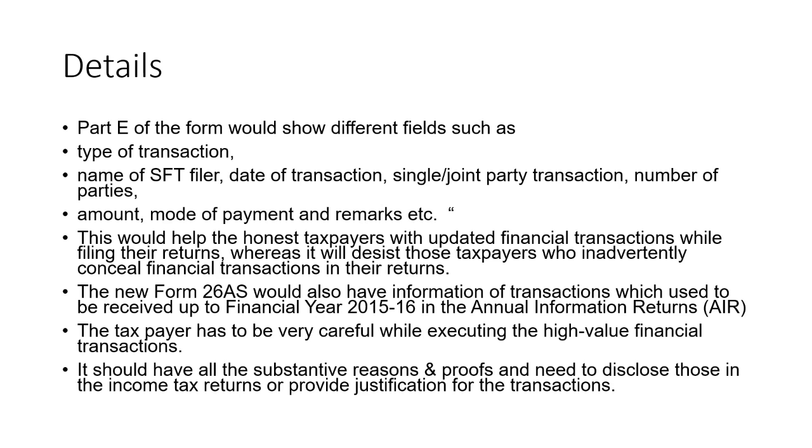It helps honest taxpayers with updated financial transactions while filing their returns, whereas it will deter taxpayers who inadvertently conceal the financial transaction. Conceal means they suppress, they don't disclose to avoid the tax. This will be plugged automatically with the help of the 26 AS.